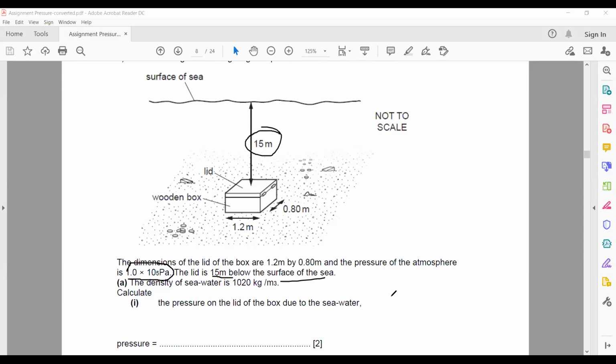To calculate this pressure, it's equal to density multiplied by gravity multiplied by depth. So density of the seawater is 1020, gravity is 10, and the depth is 15. So 1020 multiplied by 10 multiplied by 15, we will get the pressure exerted by the seawater at the depth of 15 meters, so 153,000 Pascal.